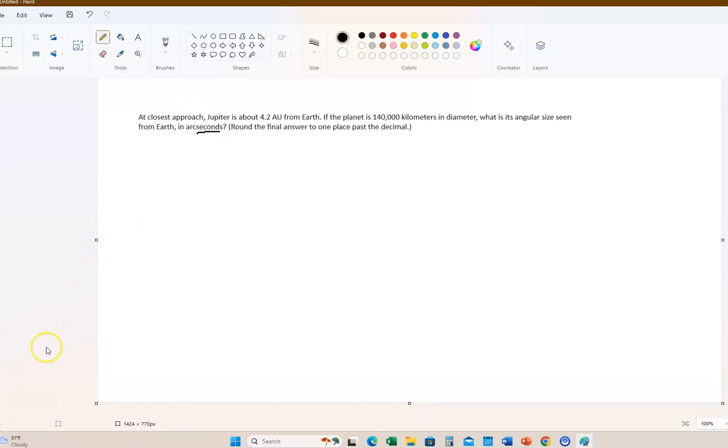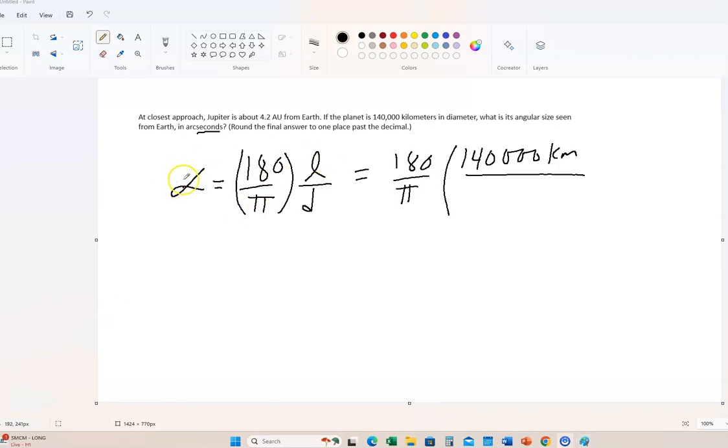All right, so I'm going to write out the equation. You can of course find the equation on the formula sheet. It's really just this angular size equation rearranged, which is on the formula sheet. You don't have to rearrange it yourself; it's already been done. So alpha is equal to 180 over pi, times the actual size of the object, which is L, divided by the distance to the object, which is D. Now, L and D have to be in the same units, and alpha will turn out to be in degrees.